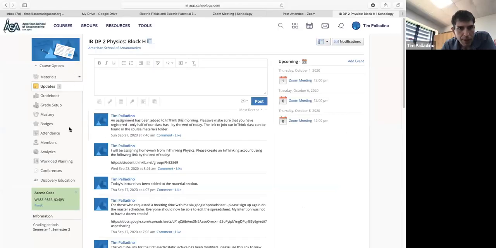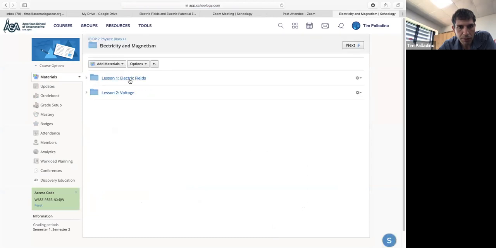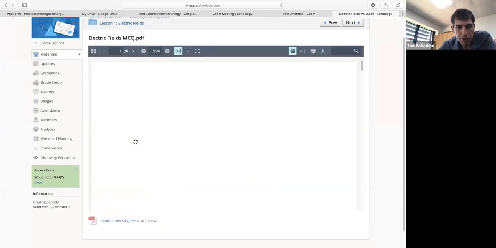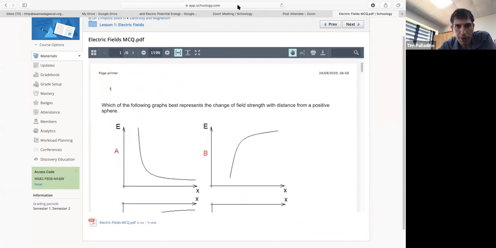If you haven't done the electric field MCQs, would you make sure you get those done for Thursday as well? All right. So if you're on in thinking, you should be able to get the answers right away.